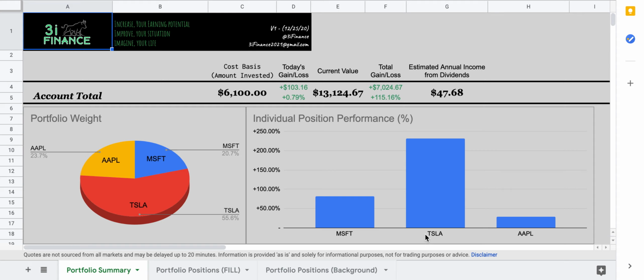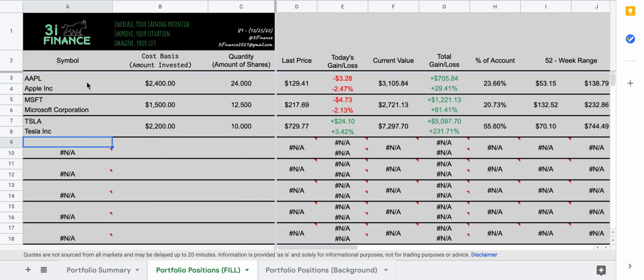So the only tab that you need to update or input your investment information into is the second tab here called Portfolio Positions. More specifically, once clicking into this tab, you only need to update the cells or input data into the cells that are blank. These are the ticker symbol, the amount you invested, and the amount of shares purchased with that investment.